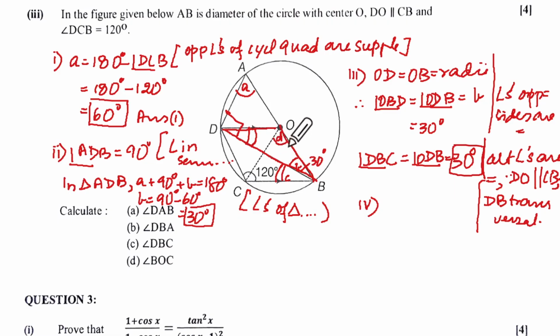Then BOC, where is BOC? BOC is this. So now this is 30. How much is C? This is also 30, correct? That means this is 60, isn't it? Yes. This one is 60. So you'll have to take now this triangle.